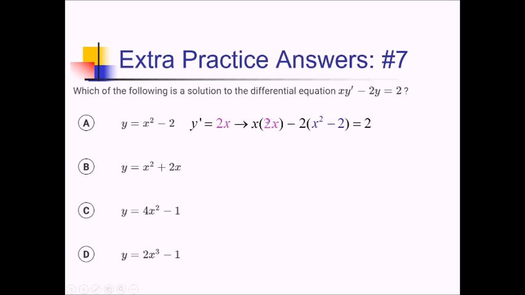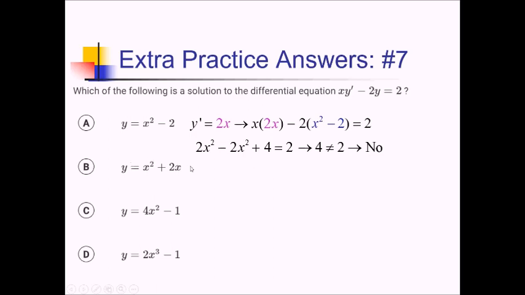Well, it's algebra at this point. We've got 2x squared minus 2x squared plus 4. And does all that equal 2? 2x squareds are going to cancel. 4 does not equal 2. So this is a no. And we move on to the next one.